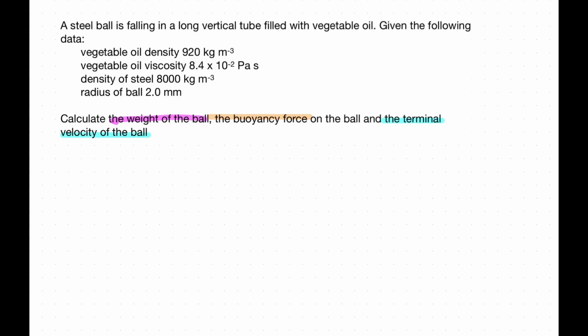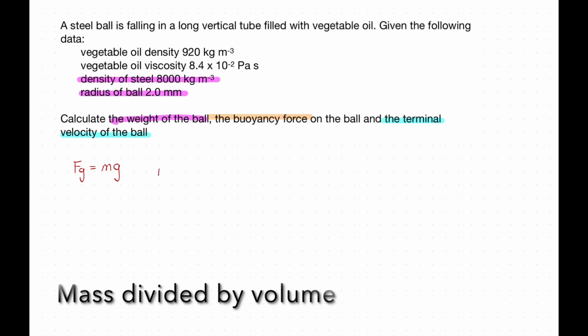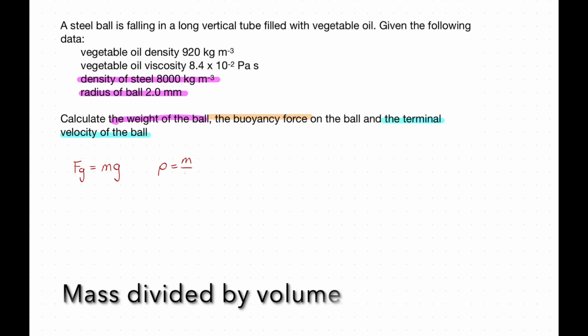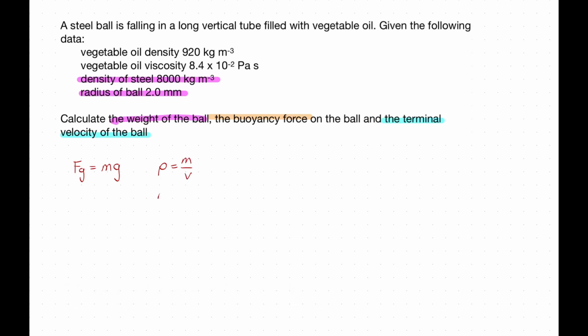So we're going to say that Fg, our force due to gravity, is equal to mass times acceleration, and acceleration for weight is gravity. However, we don't have the mass of the ball. We do, however, have the radius of the ball and the density of the steel. Now, density is a measure of its mass divided by its volume. So we can rearrange this for our mass into our equation for weight.